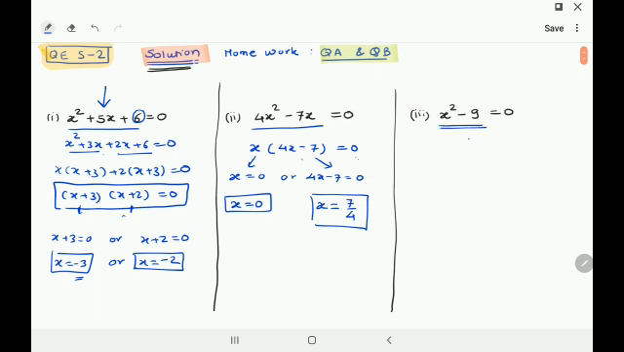Here the middle term is missing. You can see this term is missing. If the middle term is missing, then what to do for such a question? Can you guess for this as well? Did you guess it? No? Okay. Then I'll tell you.